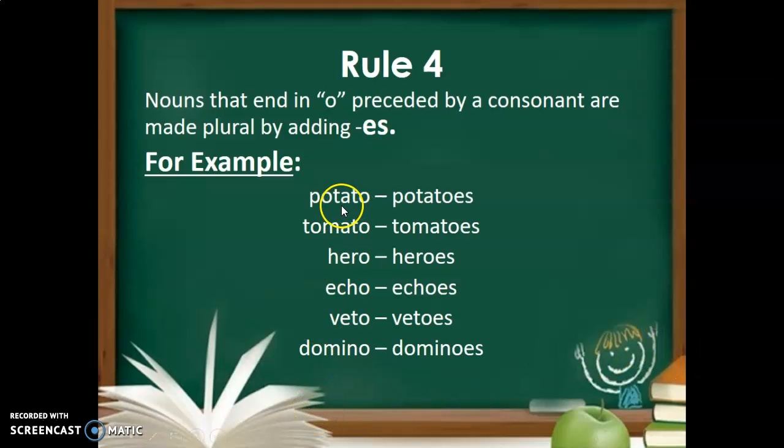So here, as you can see, in the word potato, we have the o preceded by a consonant, right? Here we have T-O. So when we want to make these singular nouns plural nouns, what we need to do is add es. Potato will be potatoes, tomatoes, hero, heroes, echo, echoes, veto, vetoes, domino, dominos.